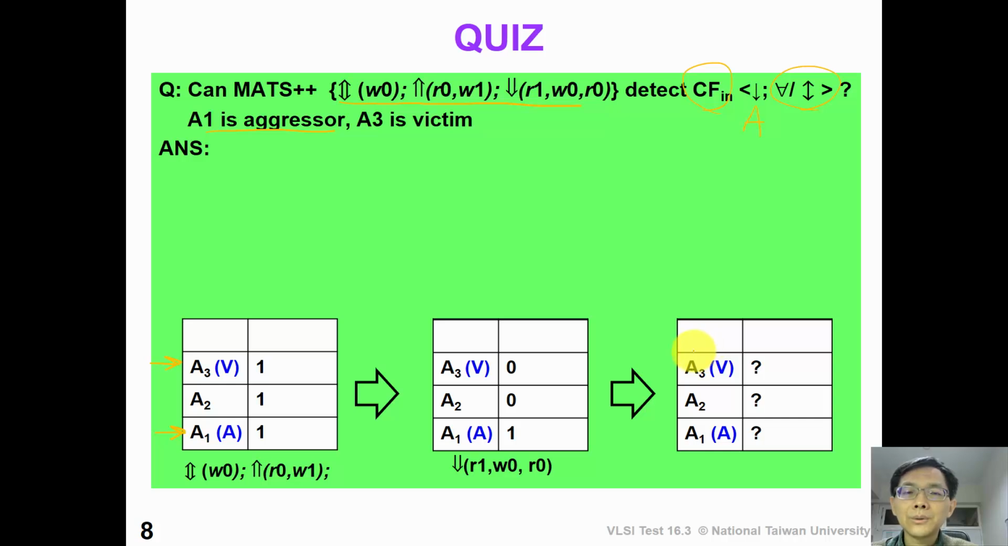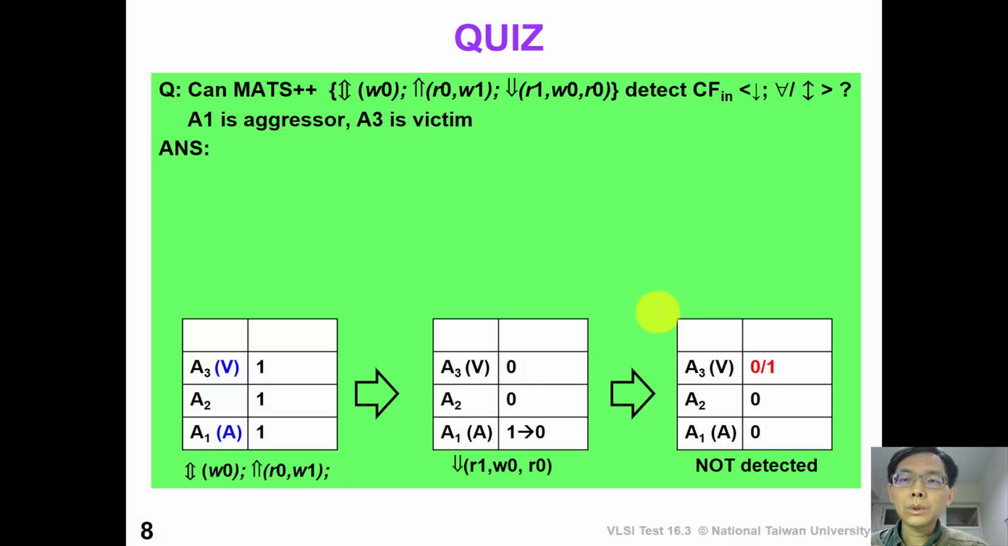Okay, have you finished? In the first figure, suppose that we have finished writing 1 to all the cells. In the second figure, now we have a falling transition at A1, the aggressor. At this time, the victim would be flipped and complemented. But at this time, we already finished the MemTest algorithm, so the fault is not detected. So the answer is no. MemTest cannot detect the inversion coupling fault. Have you got it correctly?